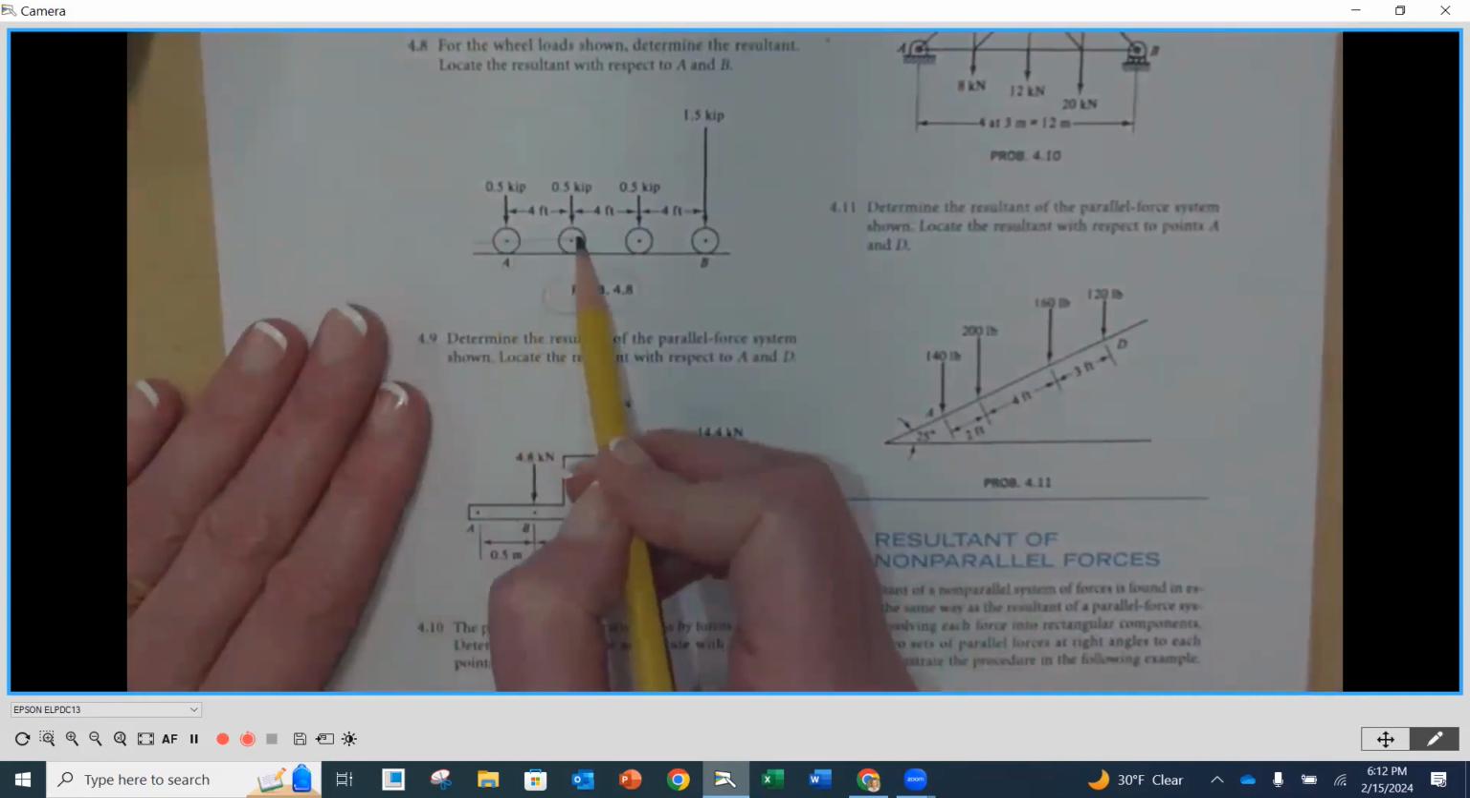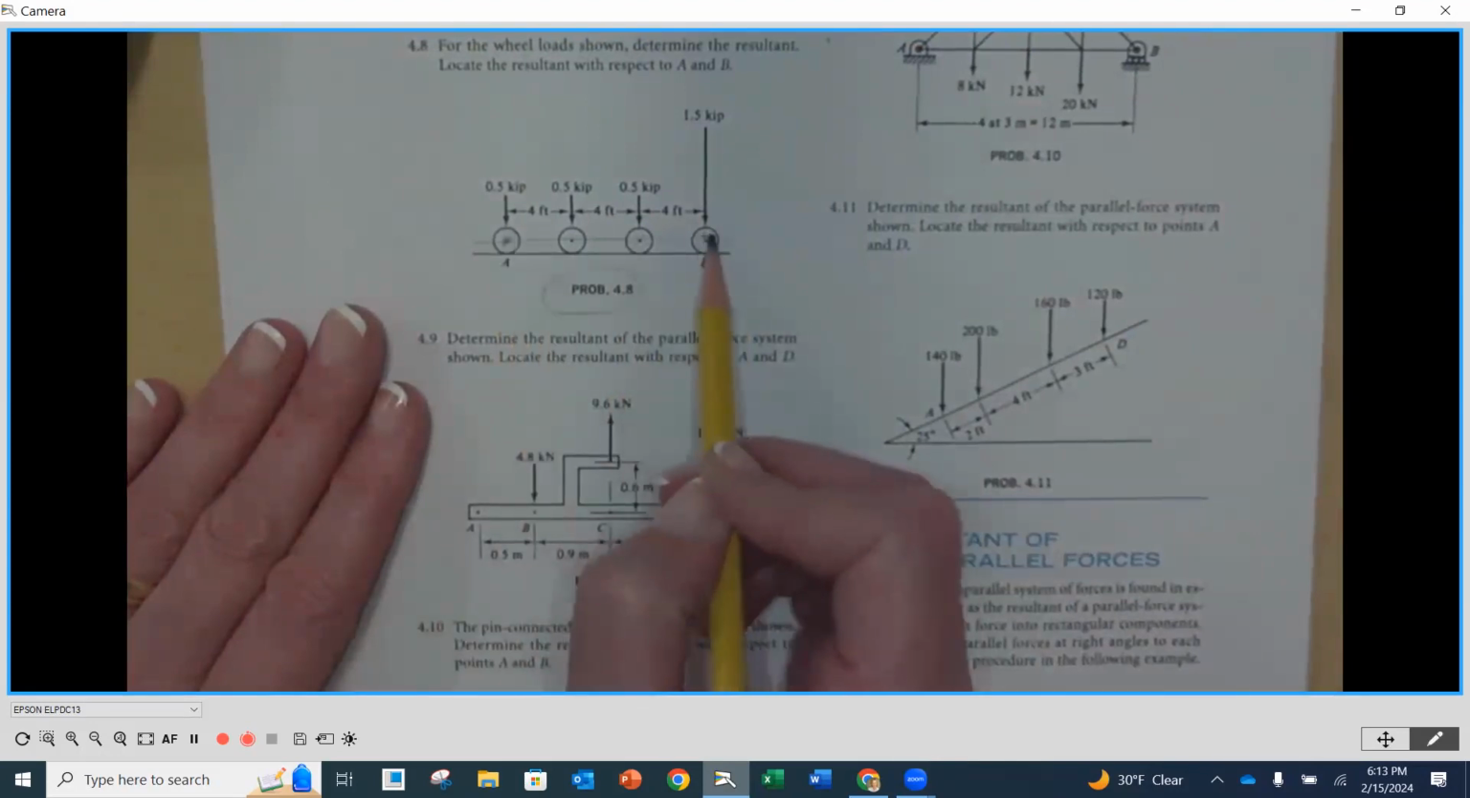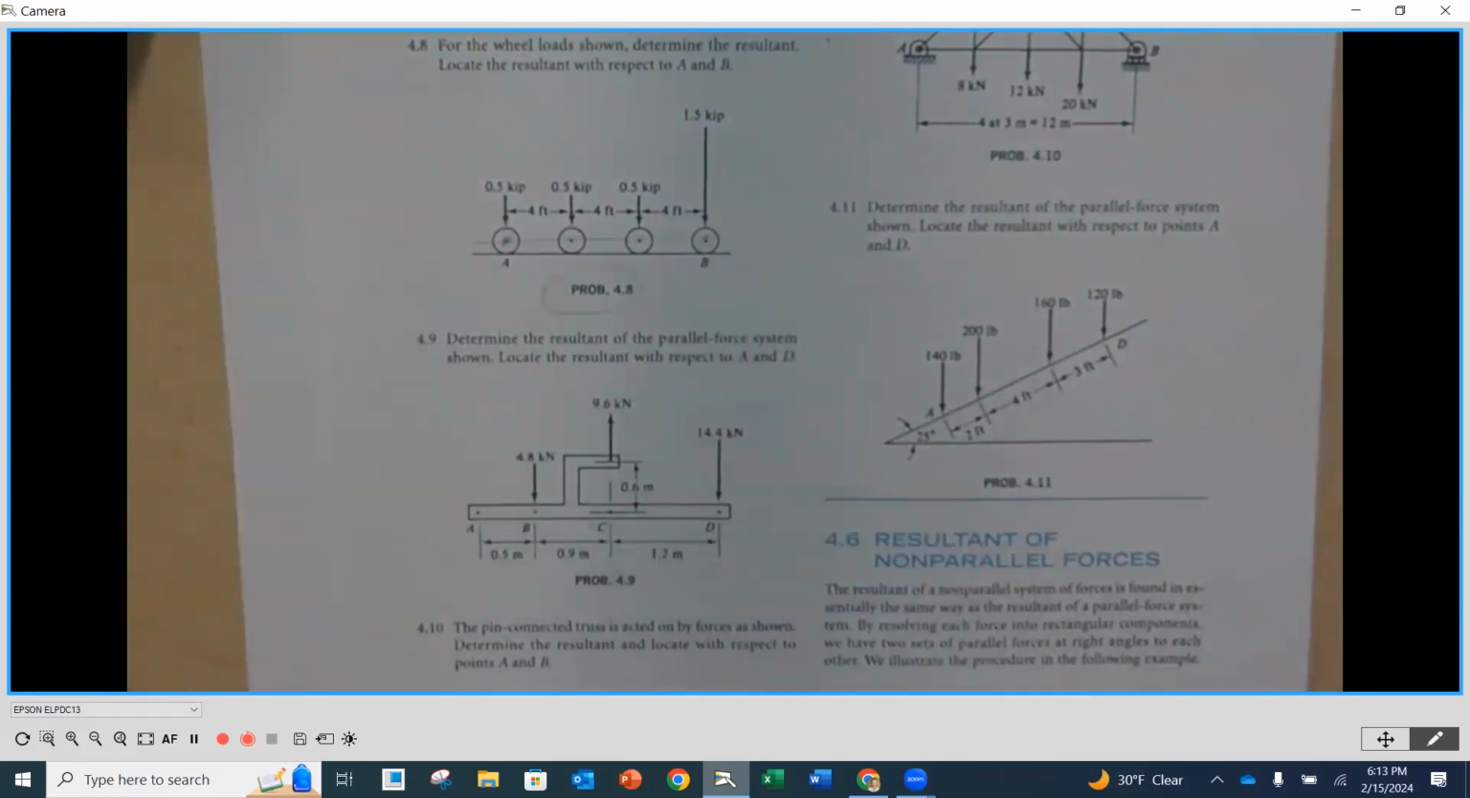And you're just going to put a line through these, starting at A to B, and it's going to be similar to the last one we did. So 4 parallel forces in this case.